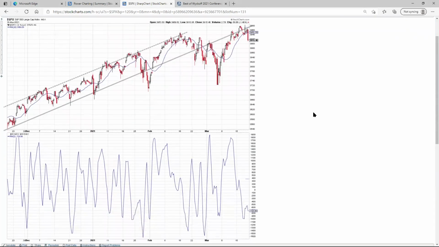Now let's turn our attention to the shorter term time horizon. This is the S&P 500 2-hour chart. Big trend channel. You can see that this channel has actually been going on for quite some time. It's not even all on the page. We had a big break.